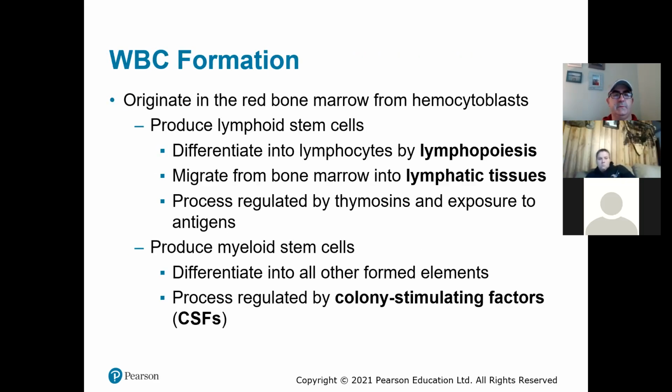Some of the white blood cells we'll see actually go to your thymus and they mature in your thymus. Some mature in your bone. But we'll talk about those in another chapter when we talk about T cells and B cells.